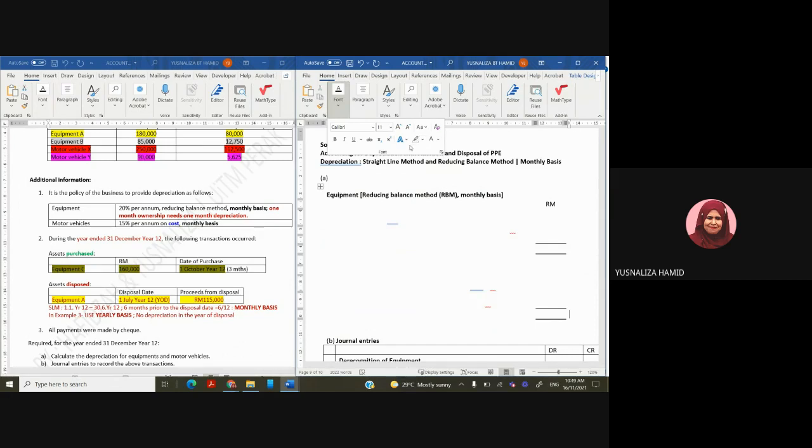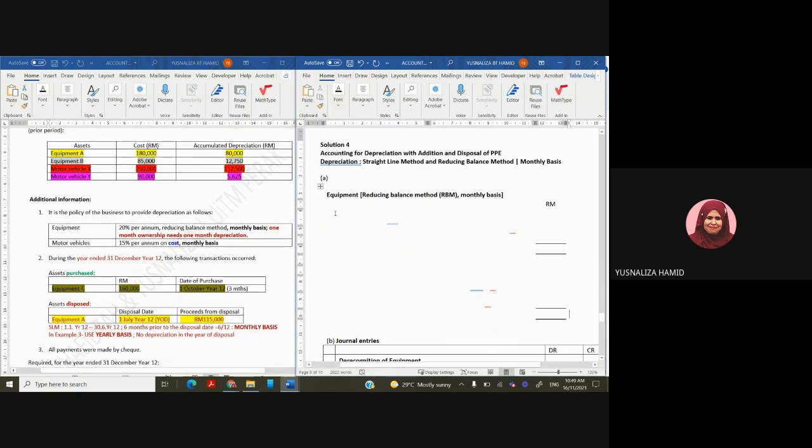For equipment, we have 3 equipment. We will start off with equipment A, because it is A, B, and C. A is the one that you own and you decide to dispose. B is the one that you own and it is still there. Are you following me? C is the one that you just purchased.